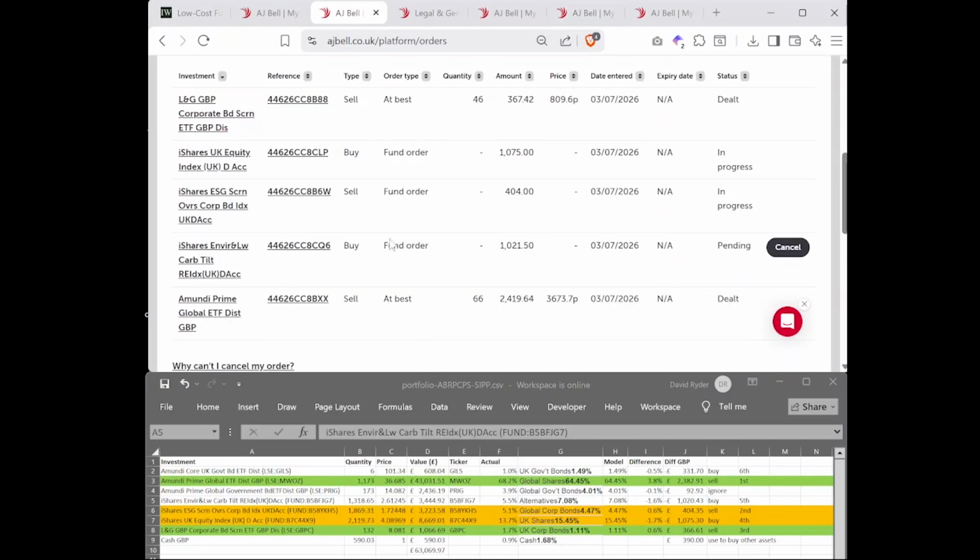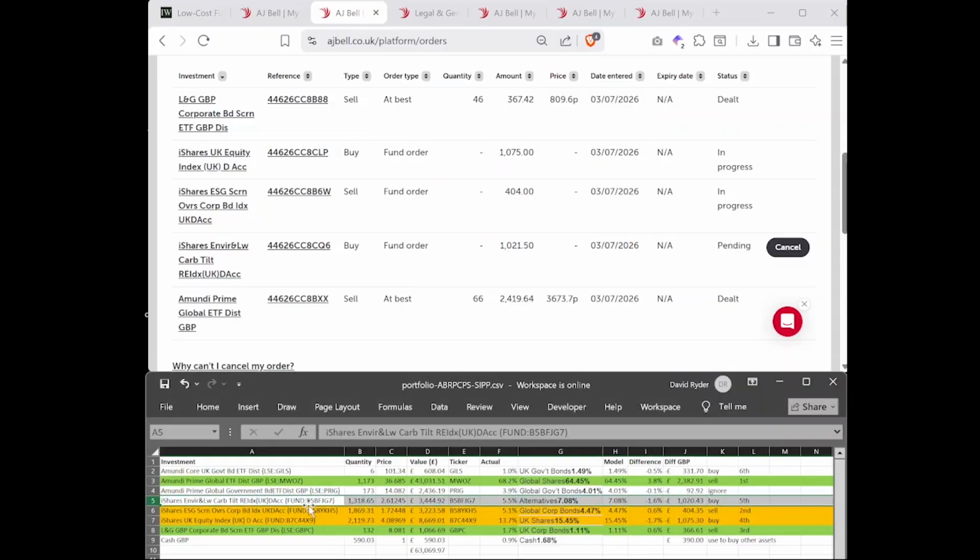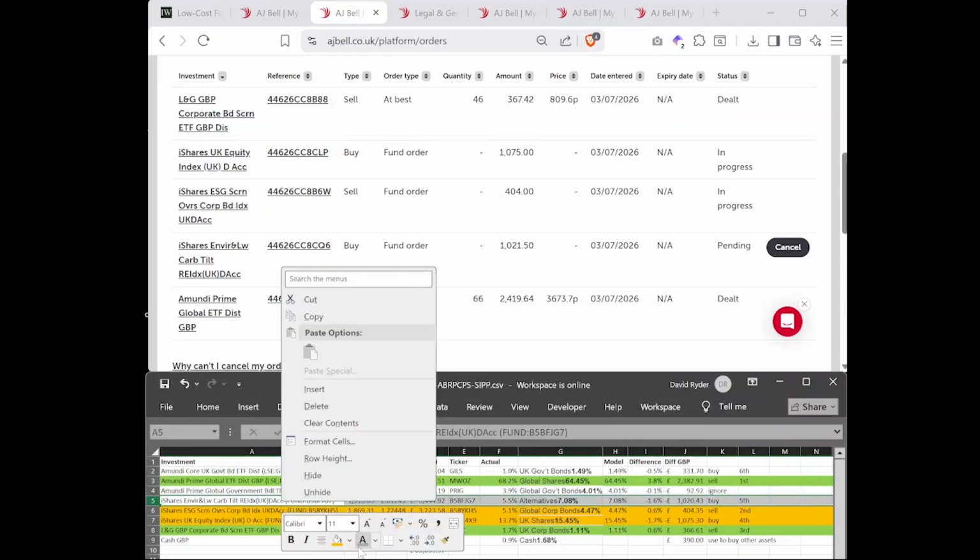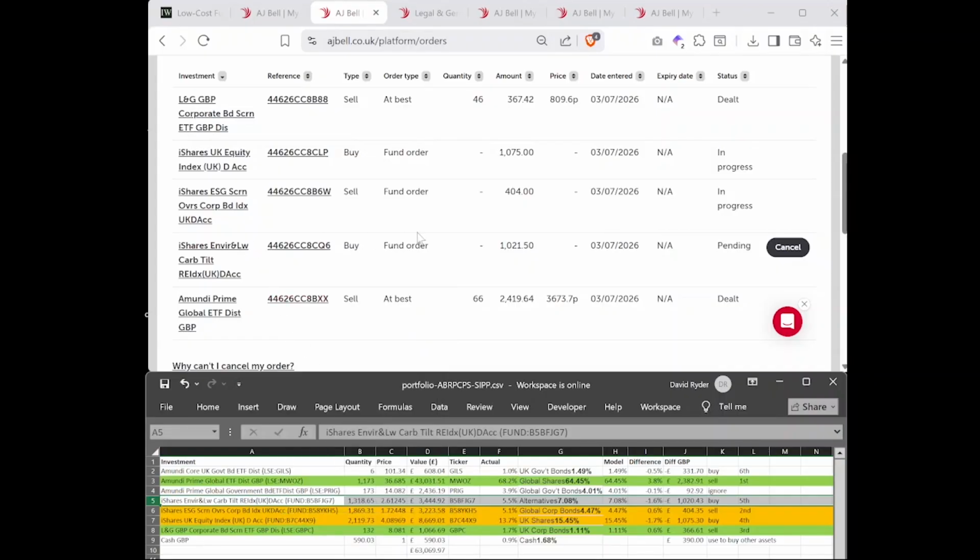And there we go. These are all the orders that are active and happening. So that one has happened. So I can now put that in. Is it in progress? Which one was it? Oh. It's that one. It's buy. It's a fund order as opposed to at best. So because it's a fund, it's going to take a while. So yeah, this one is another amber one. So we'll just make that amber.